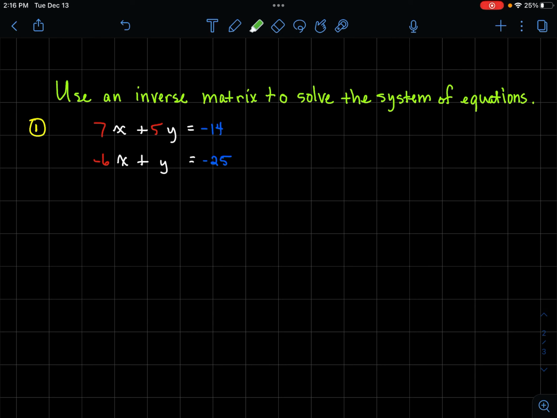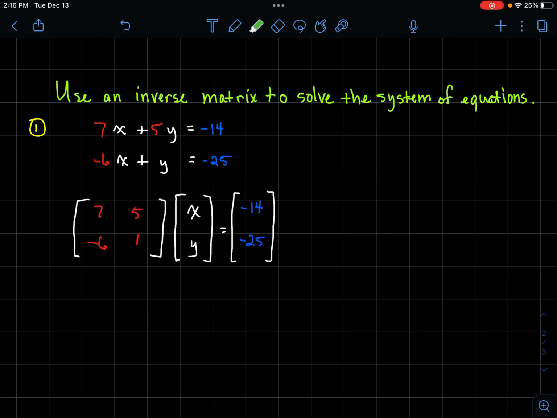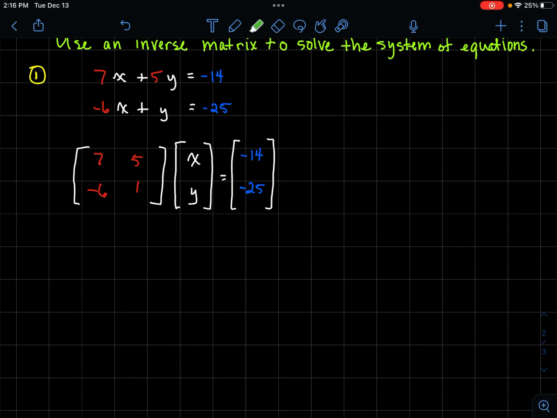So first thing I'm going to do, I'm going to extract the variables, and borrow all the coefficients on the left side and write a 2 by 2 matrix. So we've got 7, 5, negative 6, and 1. And I know the 1 is there because that's the coefficient of y in the bottom equation. We have our column matrix of x, y, and our constant matrix of negative 14, negative 25. So I want to go ahead and take the red matrix that I have here, and I'm going to find the inverse of it.